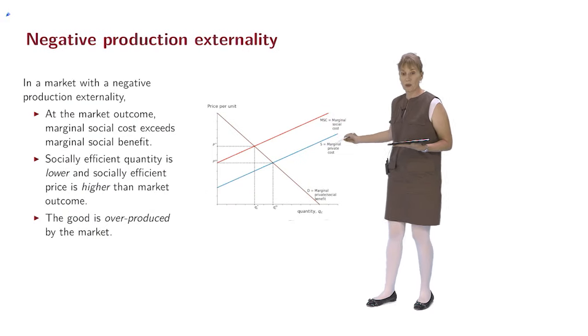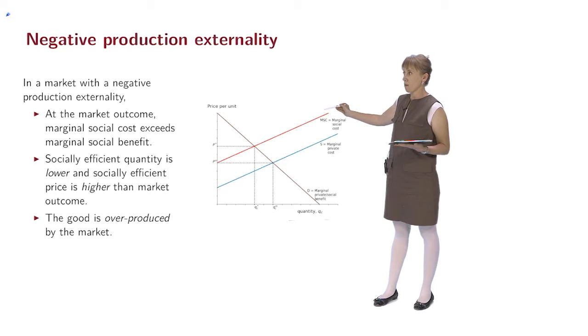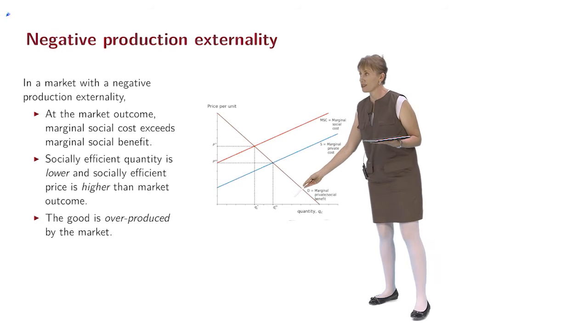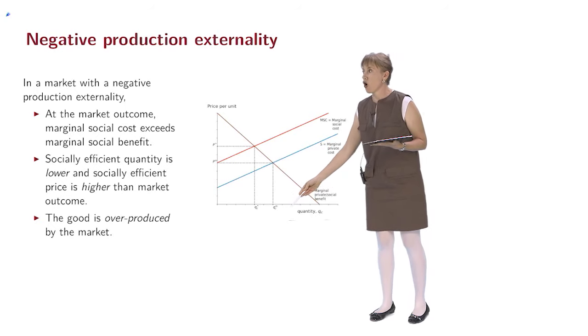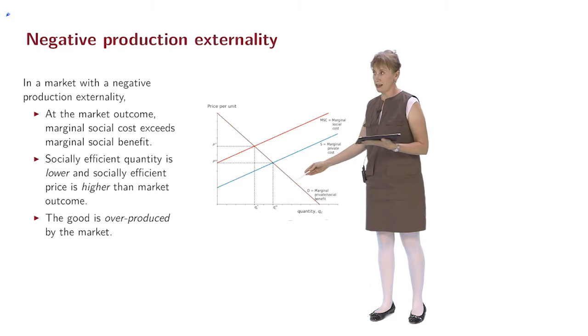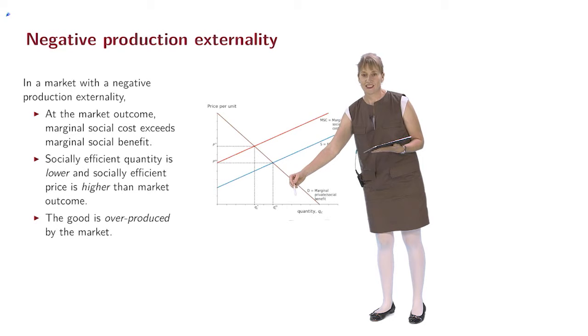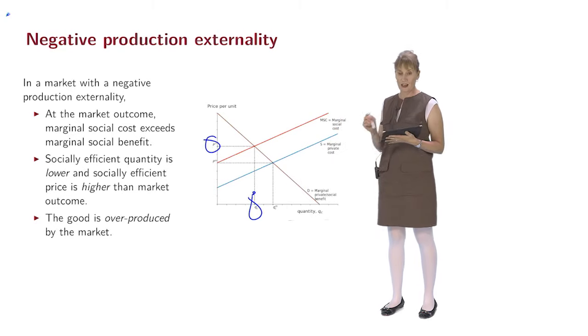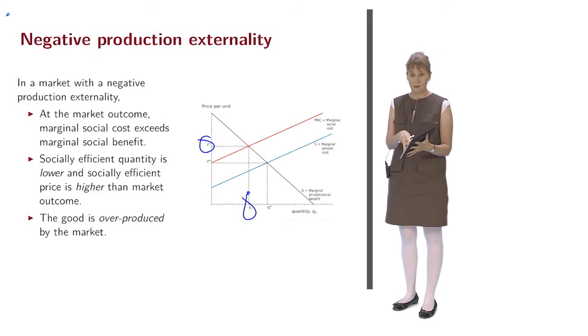Here we have a market with a negative production externality. Marginal social costs exceed marginal private costs. At the market equilibrium, we have marginal social cost exceeding marginal social benefit. This tells us the market is overproducing this good. We would be better off in society having less of this good. Here's our socially efficient quantity. Here's our socially efficient price.